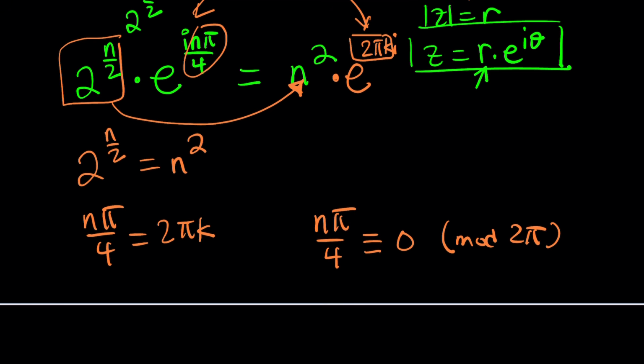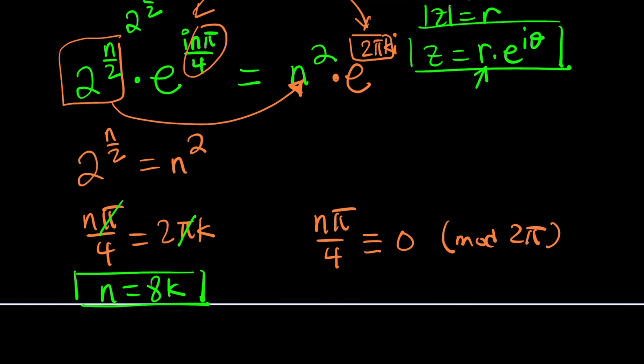Well, first of all, if you look at this equation and cancel out the pi, you're going to end up with something like n equals 8k. All right? So that means n needs to be a multiple of 8. What about the right-hand side? Same idea. If you multiply by 4, you're going to realize that n needs to be a multiple of 8k.